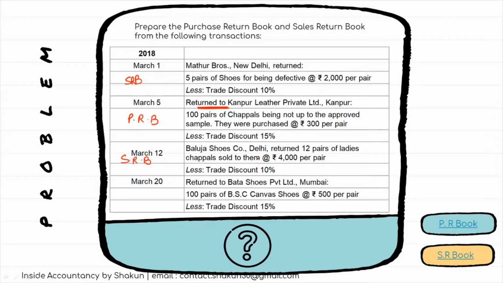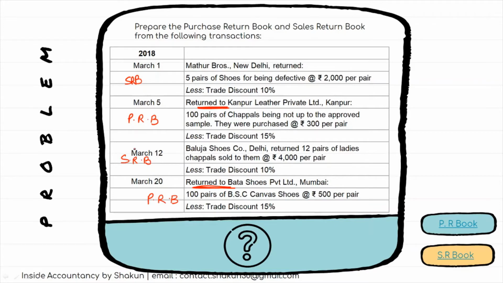Because they are returning, that means we would have made sales to them which they found defective and now they are going to return the goods to us. March 20 returned 2. Returned 2 means that we are returning. We would have purchased and now we are returning goods to Bata Shoes Private Limited. So this entry will be recorded in the purchase return book. Okay. So we have 2 entries in the purchase return book and 2 entries in the sales return book.